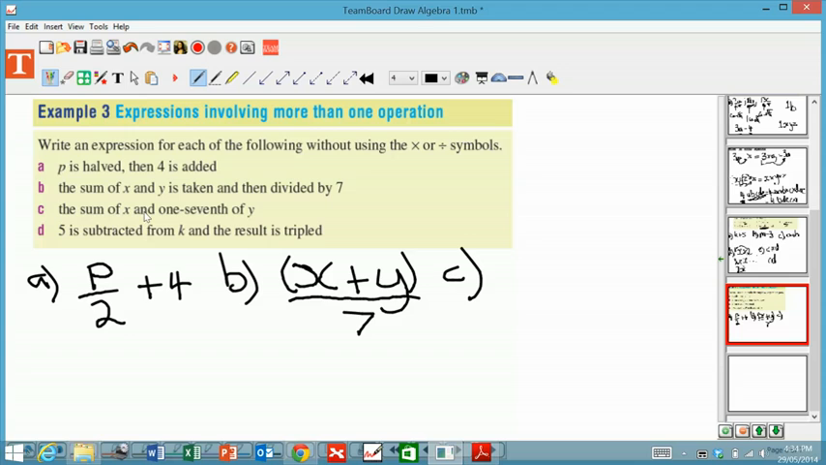C, the sum of x and 1/7 of y. The sum of x and 1/7 of y. So we're going to have x, sum means plus, and we've got 1/7 of y. Okay, and that's all it looks like.